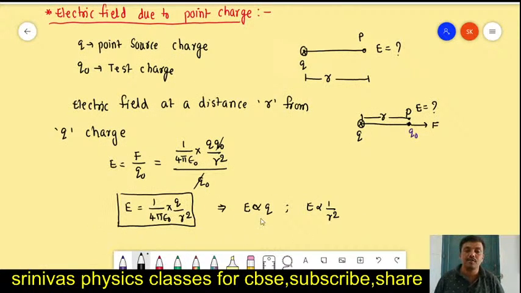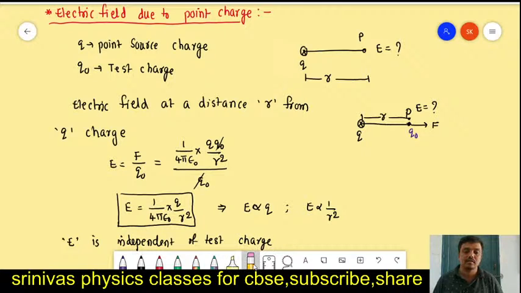If the source charge is more, the electric field is more. Electric field is independent of test charge. Remember it. This is the derivation, a very simple derivation. Let us go for the continuation. I am going to erase.